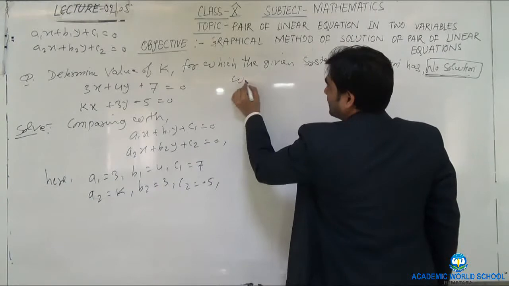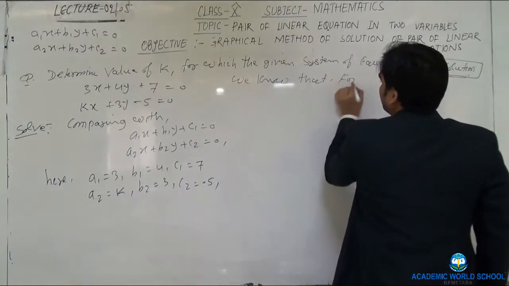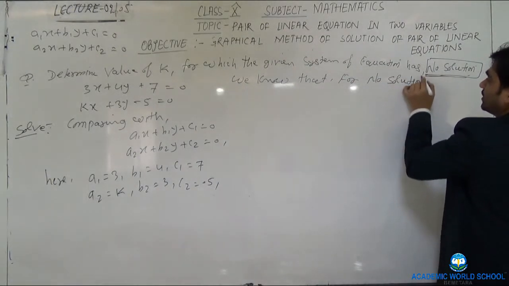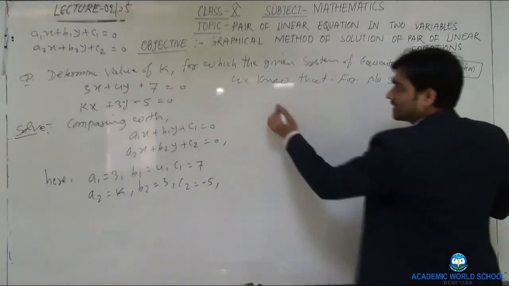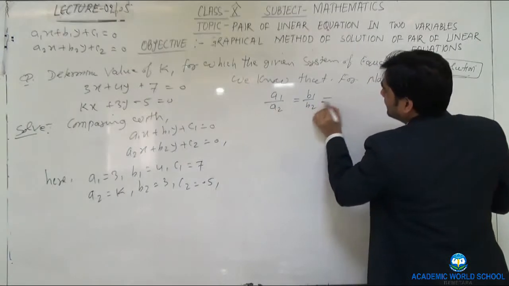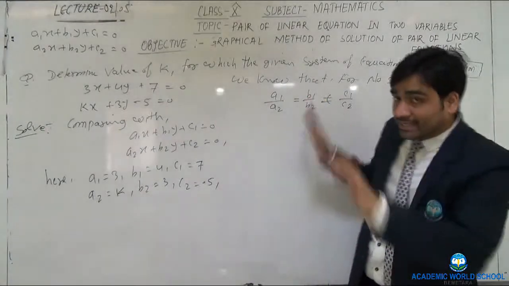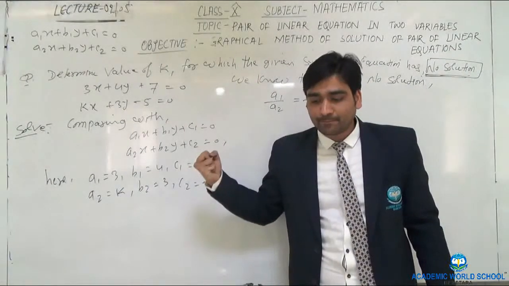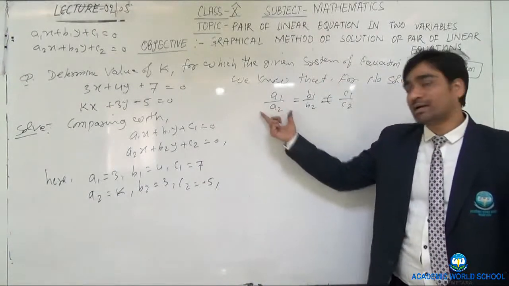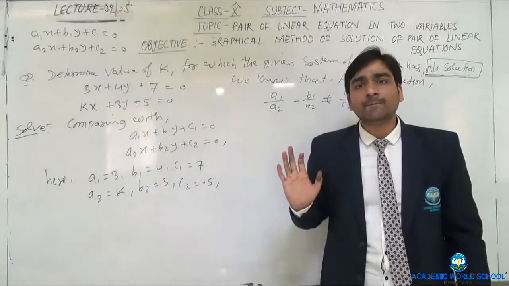Now here you have to write that we know that, what we are knowing for no solution. So for no solution, what condition have we seen? A1 upon A2 equals B1 upon B2, but this is not equal to C1 upon C2. Getting my point? I have made one table and written this condition. So for no solution, what is the criteria? A1 upon A2 is equal to B1 upon B2, but it is not equal to C1 upon C2.